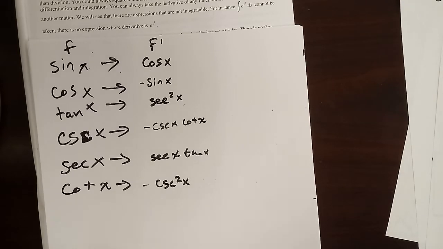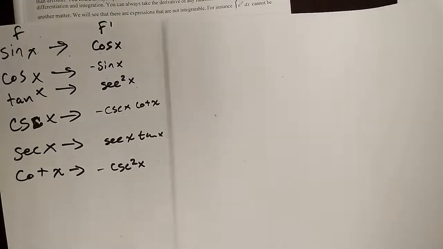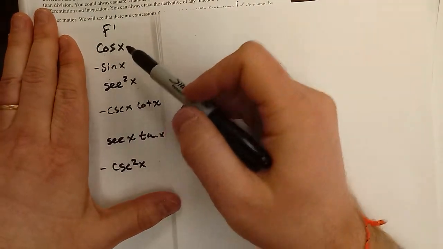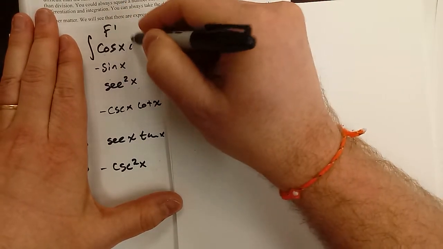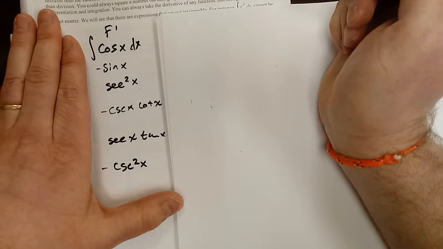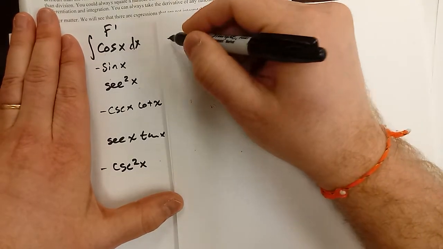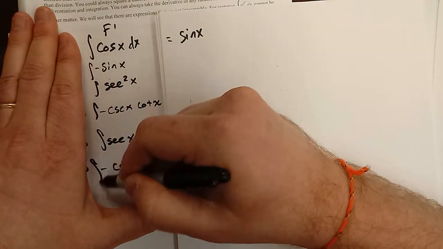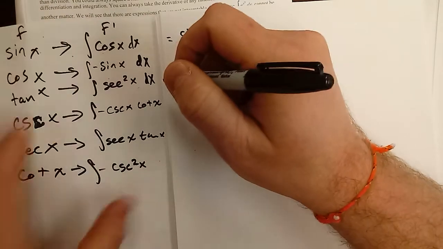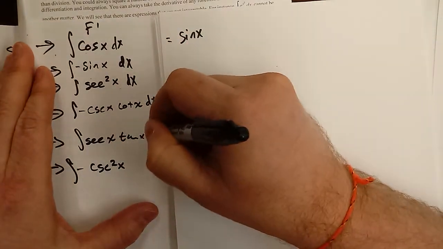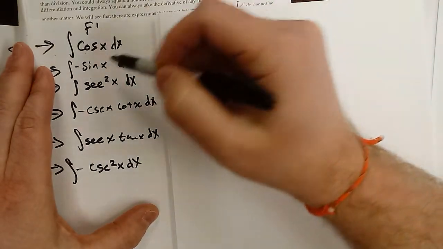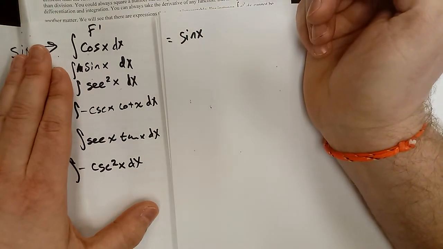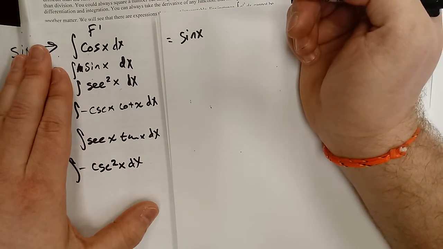So anyway, knowing this, we can say, hey, what's the integral of cosine dx? What did I take the derivative of to get cosine? It's sine. What about, okay, instead of saying what's the integral of negative sine, what if we just had the integral of sine on its own? Well, the integral of sine on its own then would be cosine.